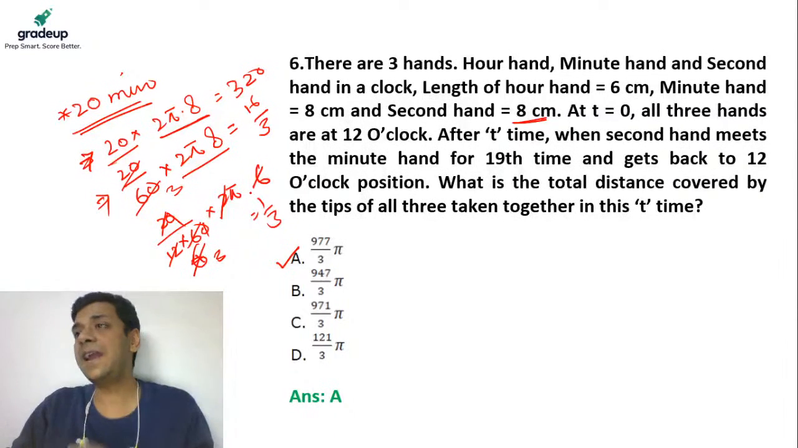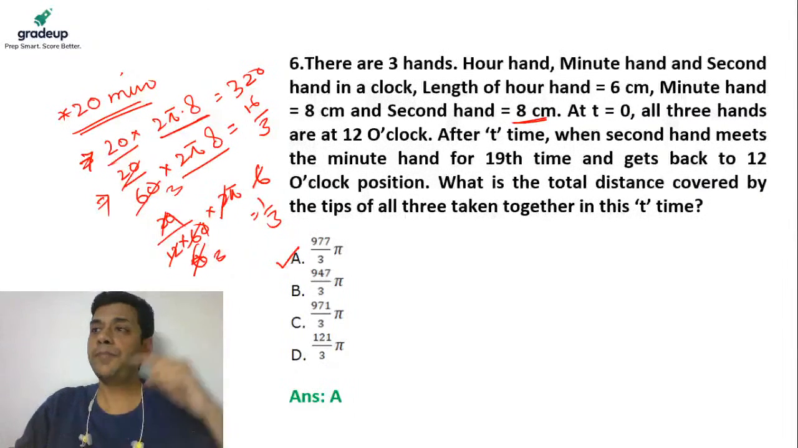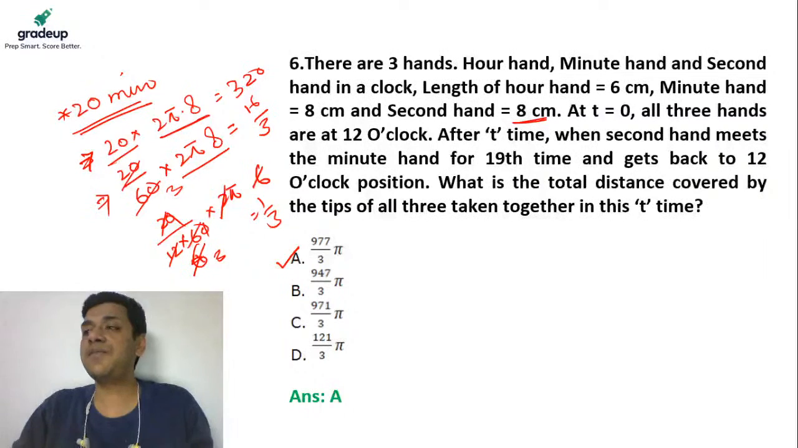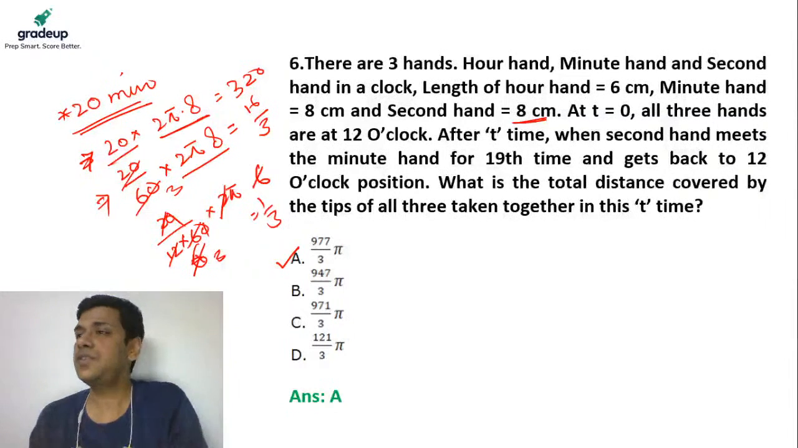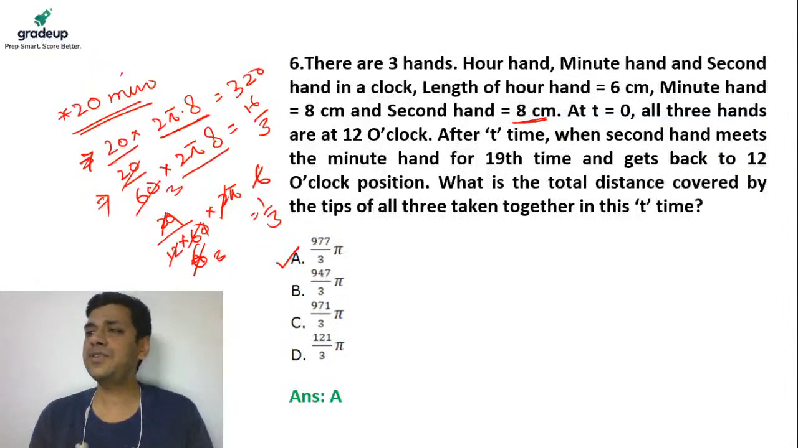And then the hours hand makes one full round in 12 hours, or 12 into 60 minutes. How much will it travel in 20 minutes? 20 upon 12 into 60. That is just a calculation. You just need to calculate all of it and add it. Is it clear, guys?